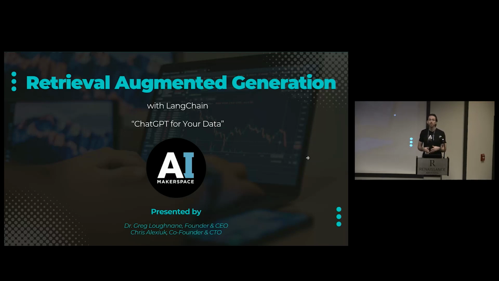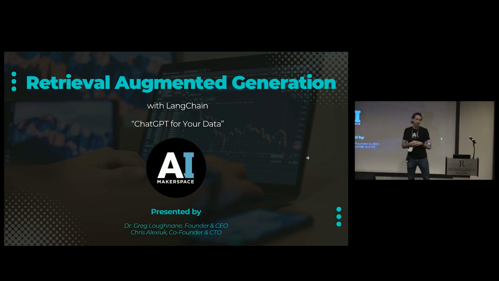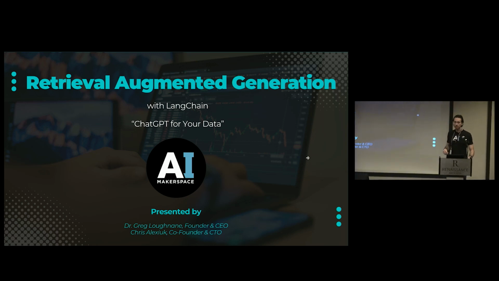Welcome, everybody. Thank you so much for joining us today to talk about RAG, one of the most misunderstood and often talked about things in AI today, aka ChatGPT for your data. Everybody wants to build it. How do we build it? What's going on exactly? We're going to find out today.